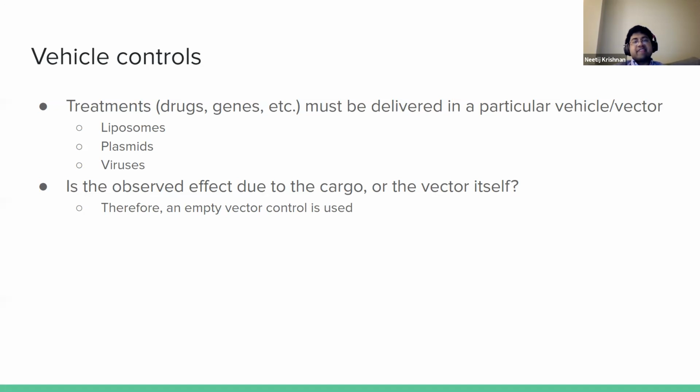So just the vector with nothing in it, and ideally, your vector should look exactly like doing nothing. And if your vector does have an effect, you want to make sure that's not going to interfere with or give you a false positive for an effect that you want to see due to the cargo.